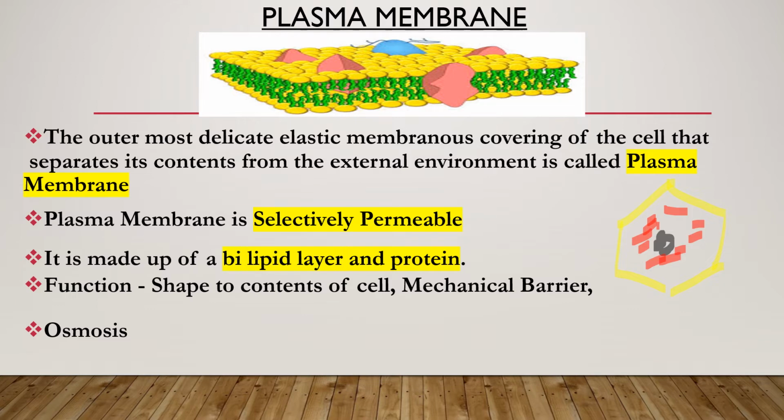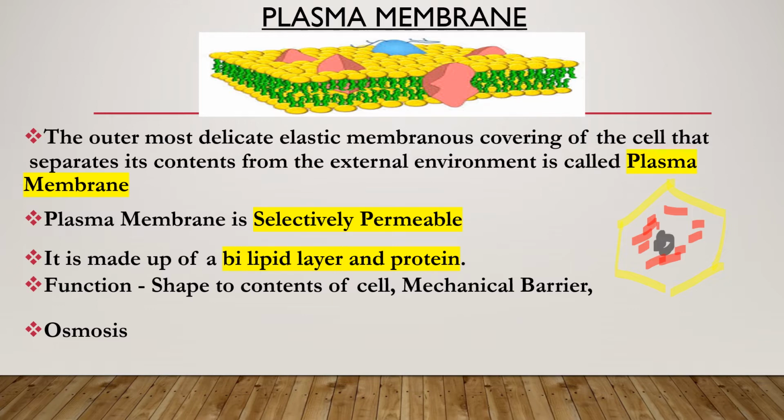Now next, जो वॉल्स है आपके घर में वो बनी है ईट, सीमेंट, राइट? तो ये प्लाज्मा मेम्ब्रेन भी किसी चीज से बनी है and the name of that thing is bilipid layer and protein. I will explain in my next video complete about this bilipid layer and protein. But for now, you have to learn that plasma membrane is made up of bilipid layer and protein.